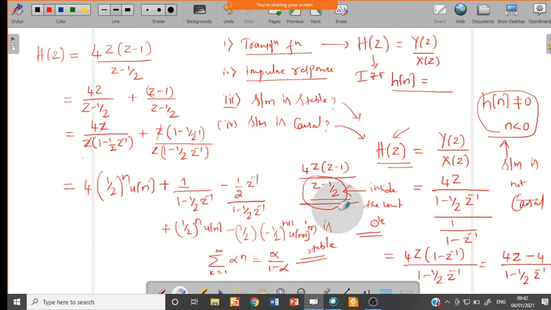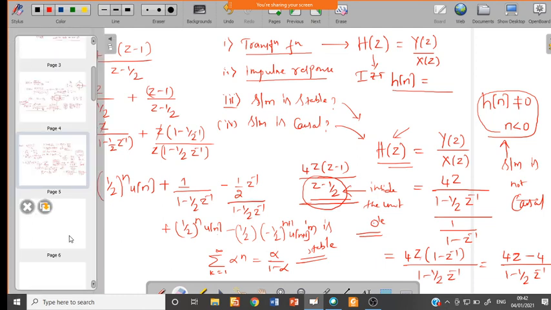So this is about the stable and causal system. Is it okay, what we have written?